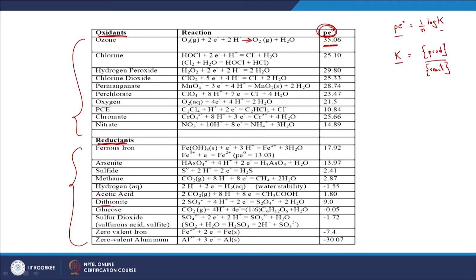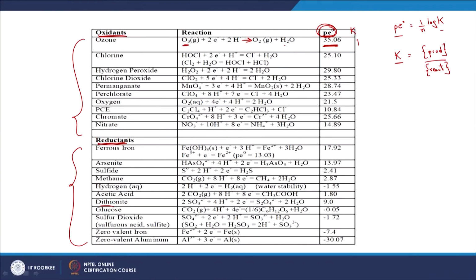So reduction is going to take place, as in this particular compound would act as a strong electron acceptor. An electron acceptor we know is an oxidant. So when the P naught value is high, meaning the K value is relatively high, what does that mean? That the reaction would prefer to go in this particular direction. And thus in this case, O3, ozone, we can understand that it is a strong oxidizing agent.